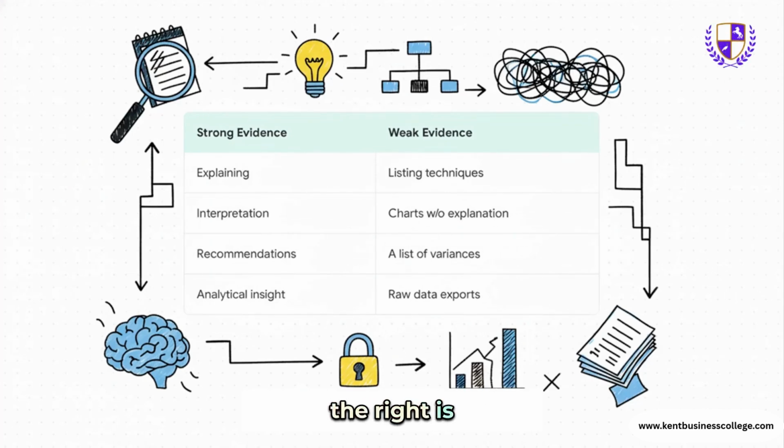What you see on the right is weak evidence. Just listing techniques or handing over a chart with no explanation, that's not going to cut it. Assessors don't want raw data. They want your detective's notebook. What you see on the left, that's the strong stuff, explaining why you picked a certain technique, your interpretation of the trends, and most importantly, the recommendations that came from your analysis. It's the full story of your investigation.